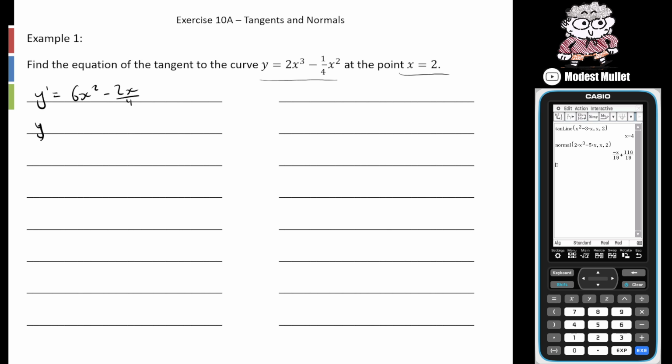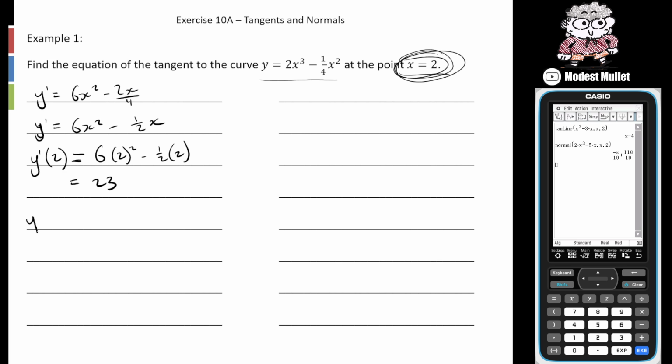Which I'm just going to simplify to y dash is equal to 6x squared minus half x. Y dash of 2, so the gradient at the point 2, we want to find our m value, is 6 by 2 squared minus half by 2, which is 6 times 4 is 24, take away 1 is 23, so that's my gradient. The other thing, because I'm only told the x coordinate, I need to find the y coordinate.